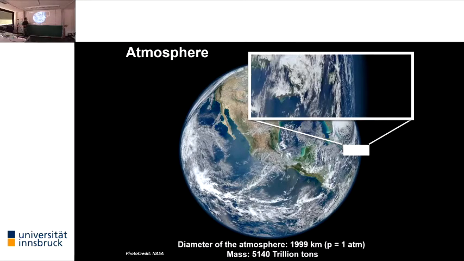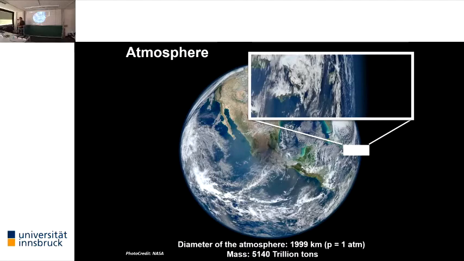The atmosphere itself is a very fragile layer of gas that, due to the gravitational force of our planet, has not evaporated yet. If we compressed the whole atmosphere to 1 atmosphere, so that's standard pressure, what we have on the ground, it would be a gas ball with a diameter of about 2,000 kilometers. The mass itself would be about 5,000 trillion tons.